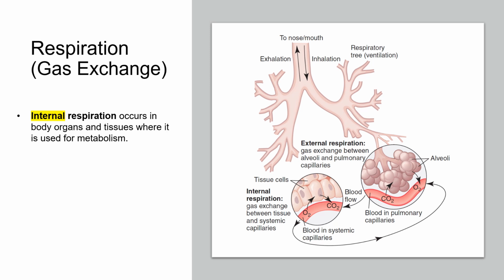Internal respiration occurs at organs and tissues where they receive the oxygen. External is when the air is coming in through the lungs, meets the alveoli and the capillary, and they have that exchange. Internal respiration is when the oxygen is already being carried through the vessels, and now we're at the organs and tissues, and the oxygen is being passed on to them so that they can use that for metabolism. So that's the difference between internal and external respiration, aka gas exchange.